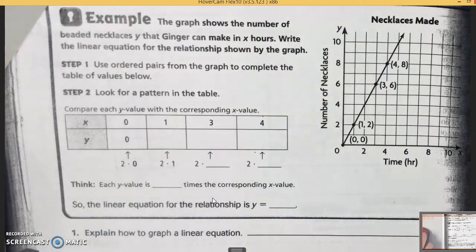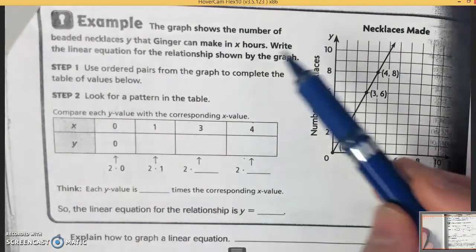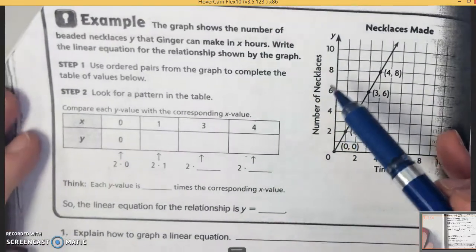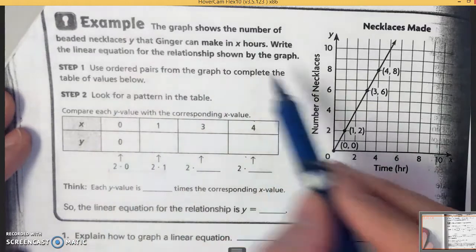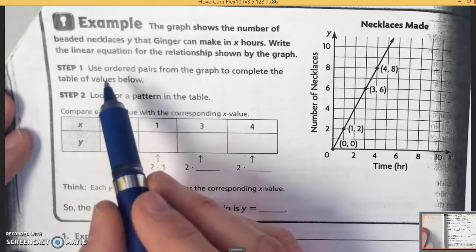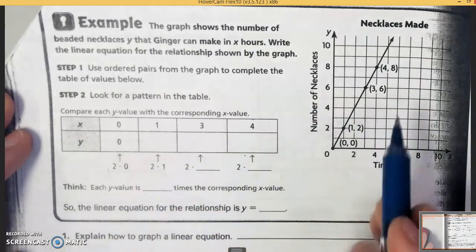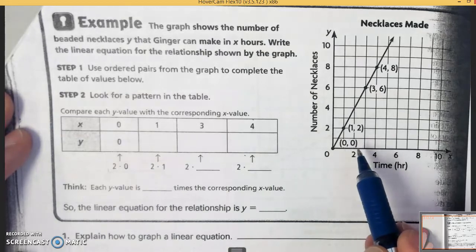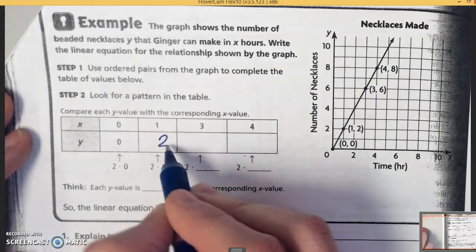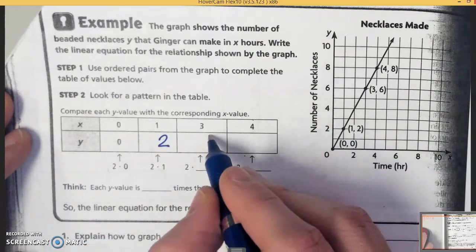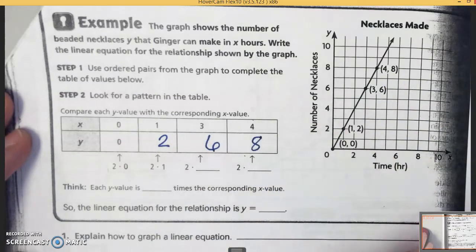Alright, so now on this one, they're giving us the graph, and we've got to come up with the equation. The graph shows the number of beaded necklaces Y that Ginger can make in X hours. Write the linear equation for the relationship that's shown in our graph. So first, we're going to use these ordered pairs to complete this table. So notice when X is 0, Y is 0. When X is 1, Y is 2. When X is 3, Y is 6. And when X is 4, Y is 8.